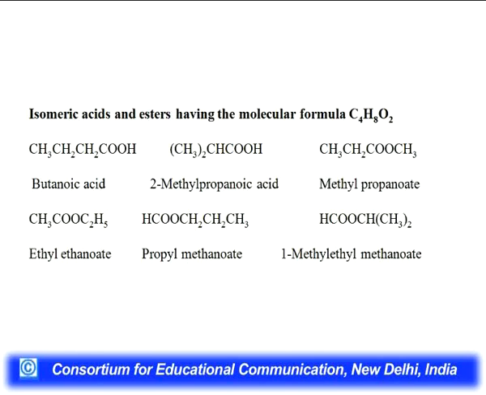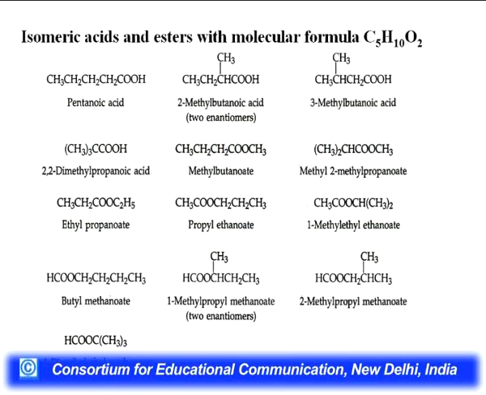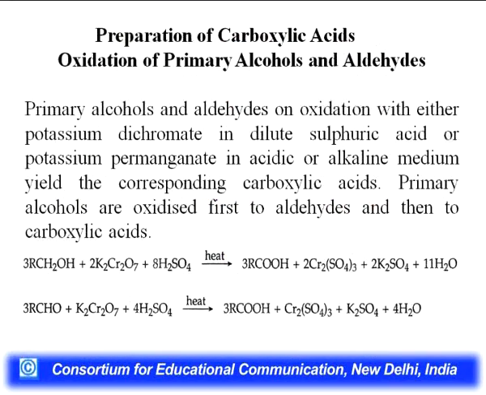Other isomers are ethyl ethanoate, propyl methanoate, 1-methylethyl methanoate. Isomers of acids and esters having molecular formula C5H10O2 are pentanoic acid, 2-methylbutanoic acid, 3-methylbutanoic acid, 2,2-dimethylpropanoic acid, methyl butanoate, methyl 2-methylpropanoate, ethyl propanoate, propyl ethanoate, 1-methylethyl ethanoate, and others 4 are also there. So these are the possible isomers for acids and esters.